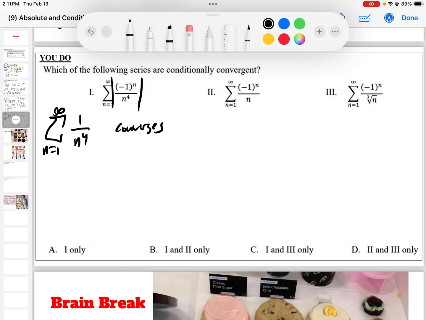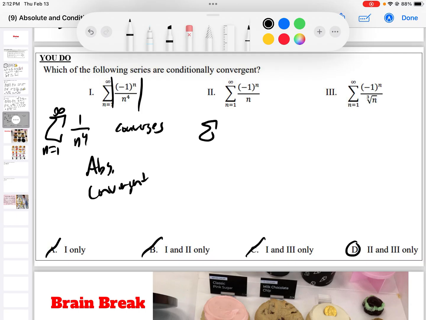So if the absolute value of the terms converges, that's absolutely convergent. So it's not conditionally convergent. We're looking for which ones are conditionally convergent. So anything with b, or anything with 1, take it out. Oh my gosh, look at that. It's just d. Well, that was not intentional.